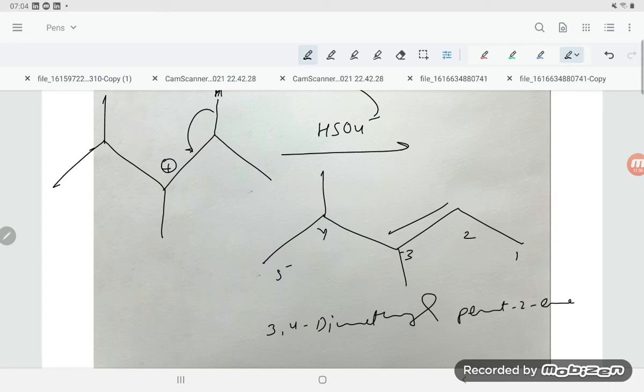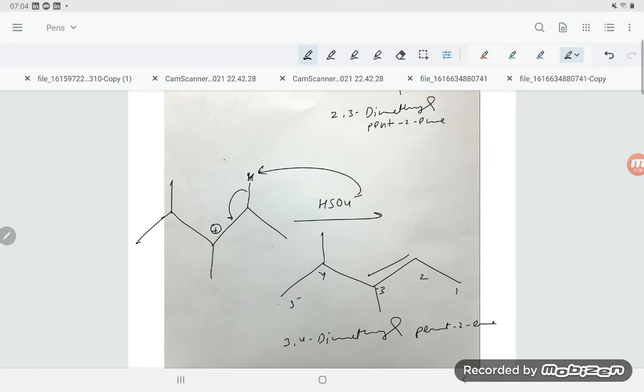But this is not correct. 3,4-dimethylpent-2-ene is absolutely not correct. Why? The Saytzeff rule is saying, the more the number of alkyl groups on the alkene, the more the stability.